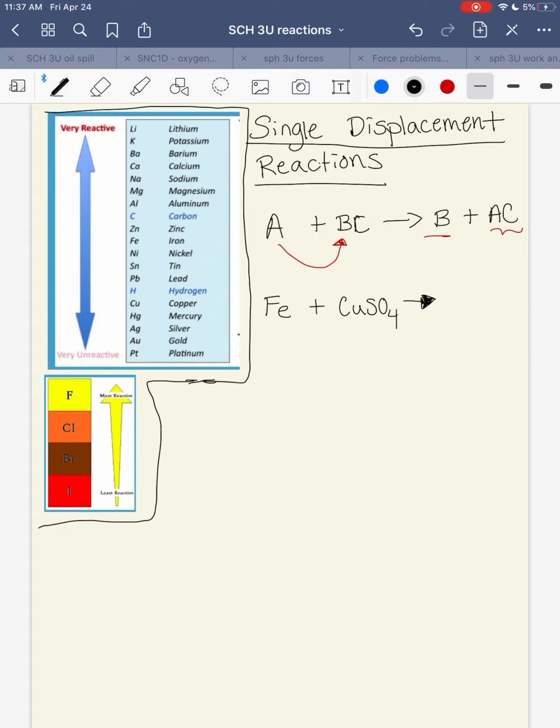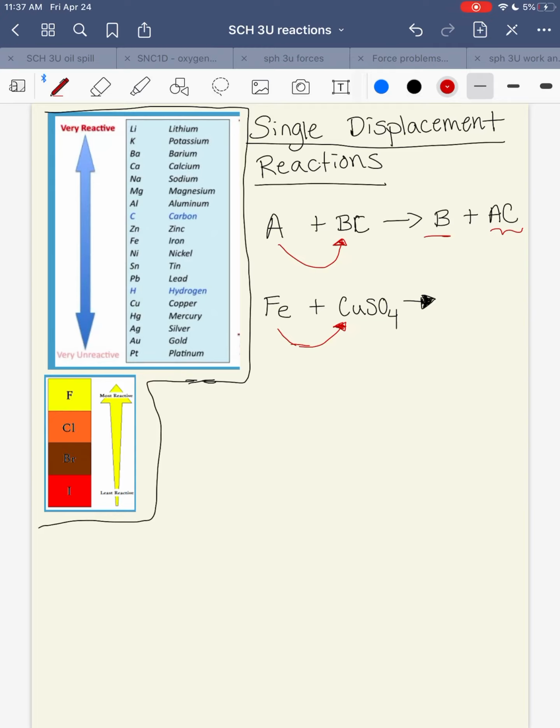In this reaction, iron is going to have to kick out copper so that the iron is with the sulfate, and the copper is going to end up being by itself. So hopefully, if this reaction happens, the iron is going to displace the copper. The reason we know the iron will displace the copper and not the sulfate is because metals will only displace metals. Non-metals will only displace other non-metals. So it has to be a metal replacing a metal, or a non-metal replacing another non-metal.